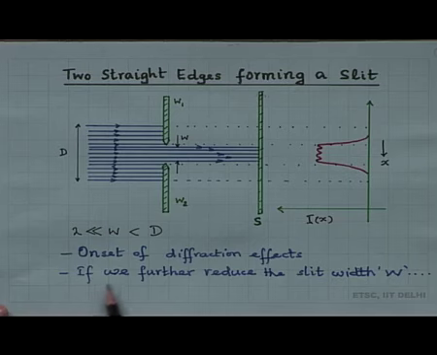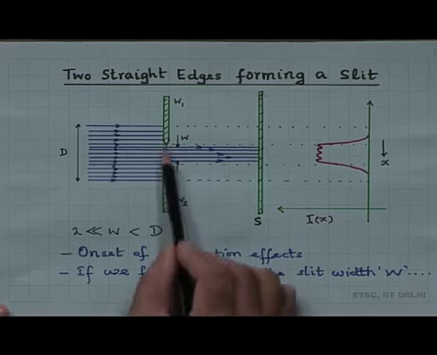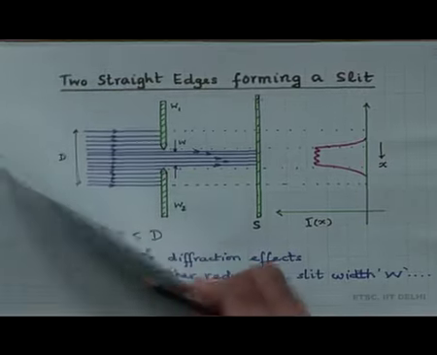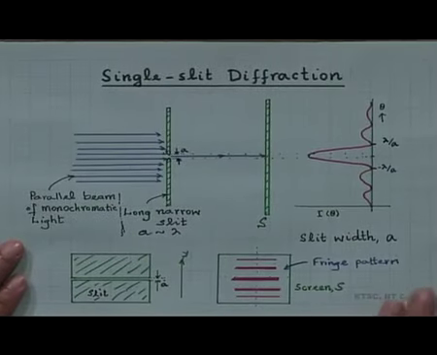What happens if we further reduce the slit width W? If we reduce this slit width further, that is what we will see, and what we will get is the single slit diffraction.